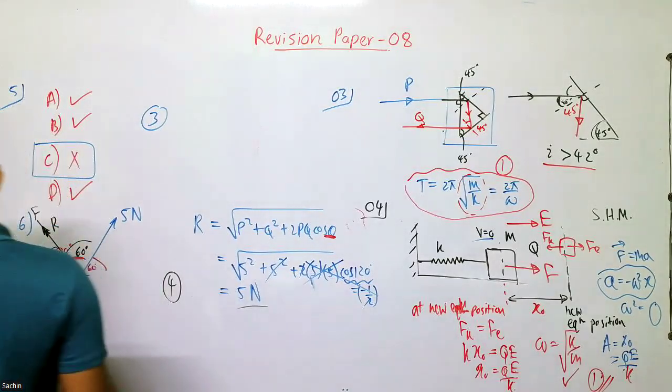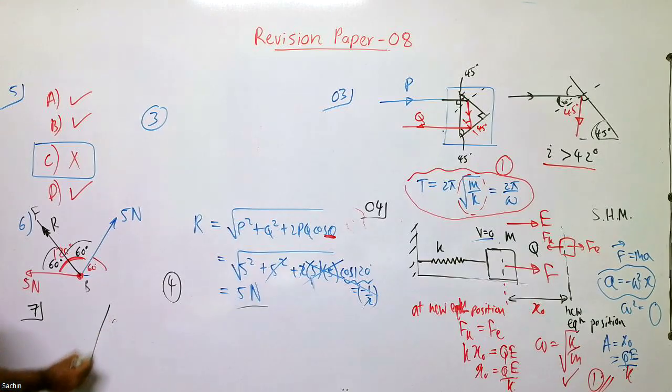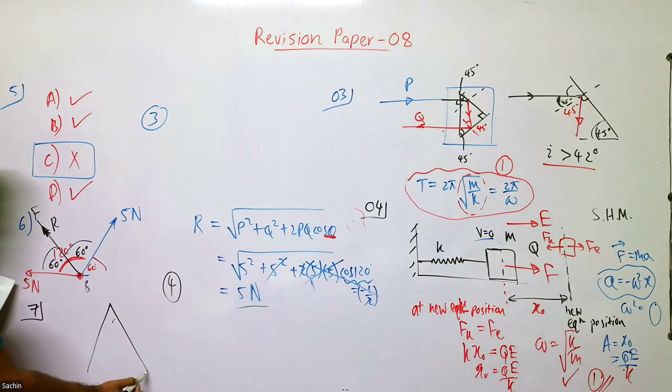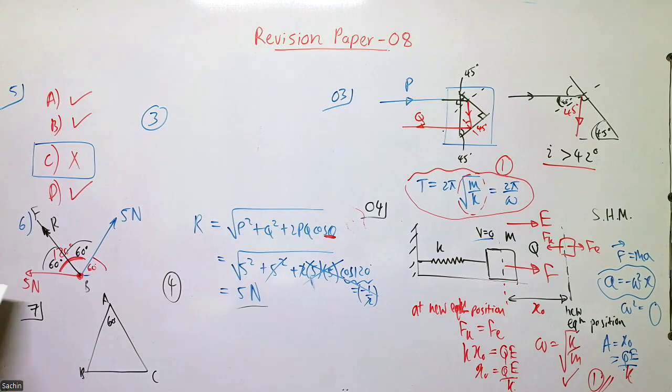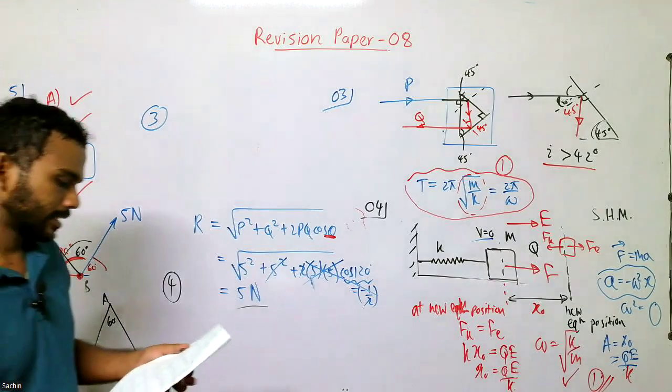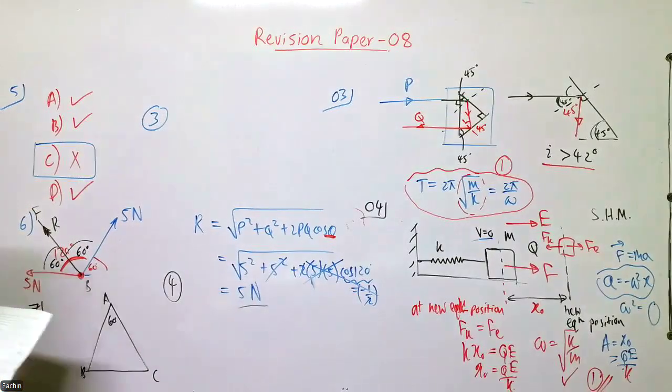Seventh question. A light ray falls normally on the AB surface of an ABC prism of prism angle 60 degrees and emerges along the AC surface. Then the refractive index of the prism is.